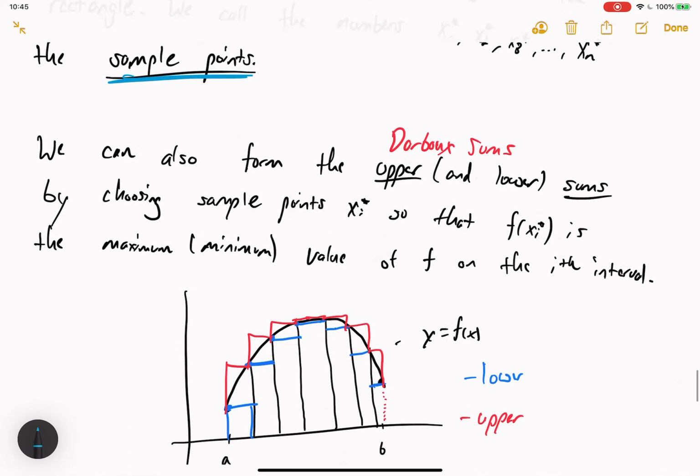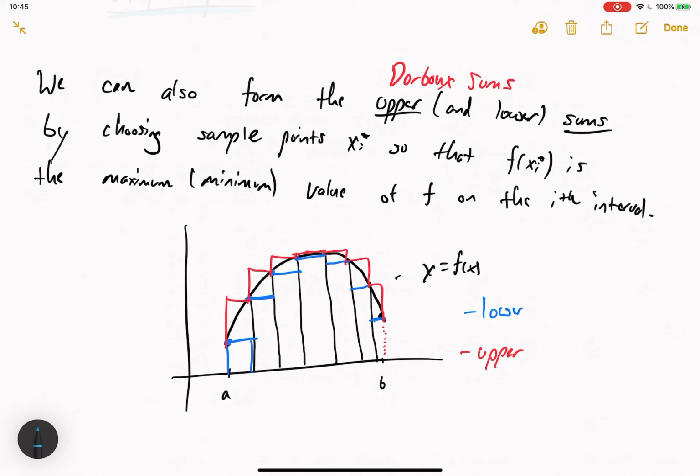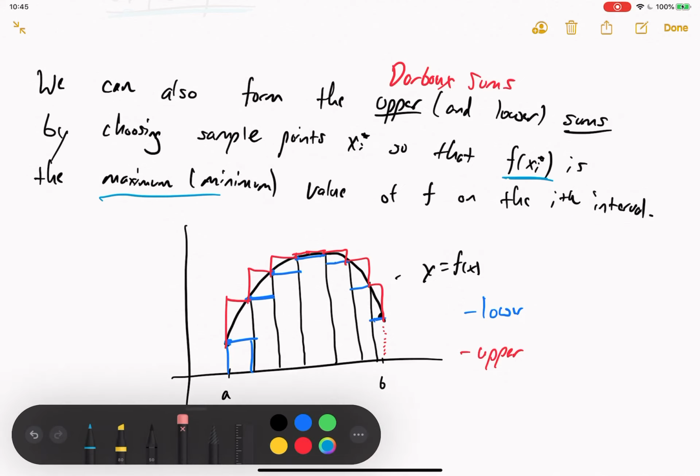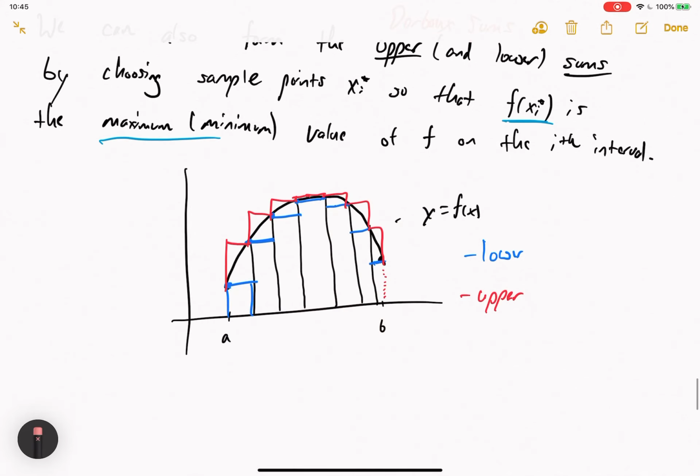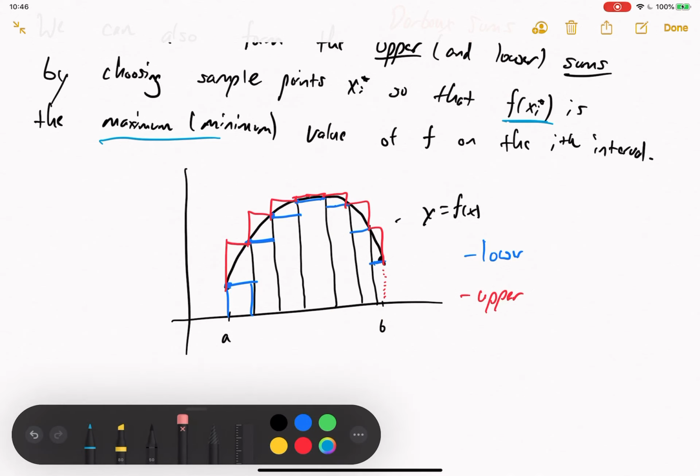But we can also form what are called the upper and lower sums by choosing the sample points, the points that we want to use on f to find the height of the rectangles. We can choose that so that f of xi star is either the maximum or the minimum value of f on the ith interval. We could choose the highest point of f on the interval, or we could choose the lowest. But specifically when we talk about the upper sums, we always specify the max. If you say the lower sums, we always talk about the minimum.